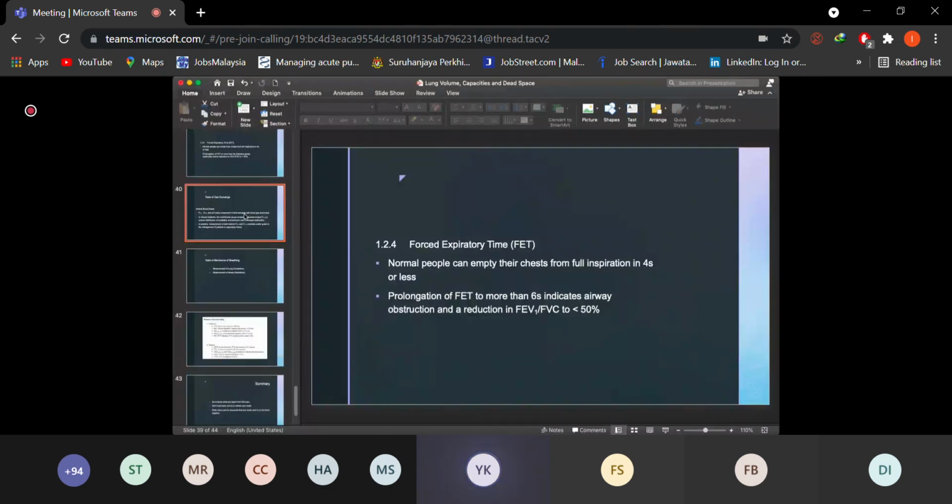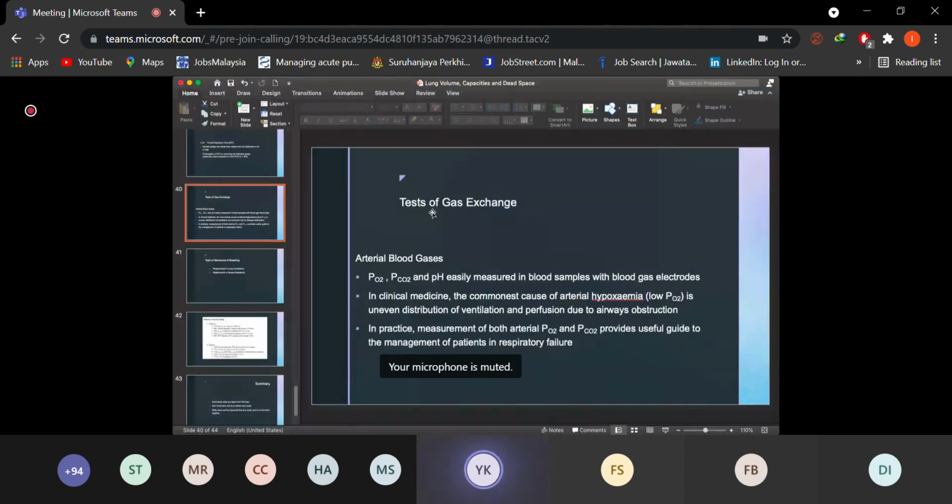And also the ABG. Yes, the ABG is very, very, very important. I think the next lecturer, Dr. Taufik, will discuss more with you about the ABG, and in pathology you will learn more about the ABG.